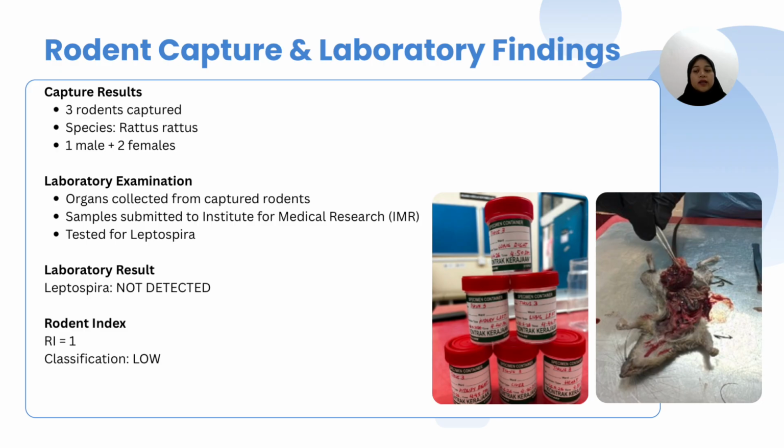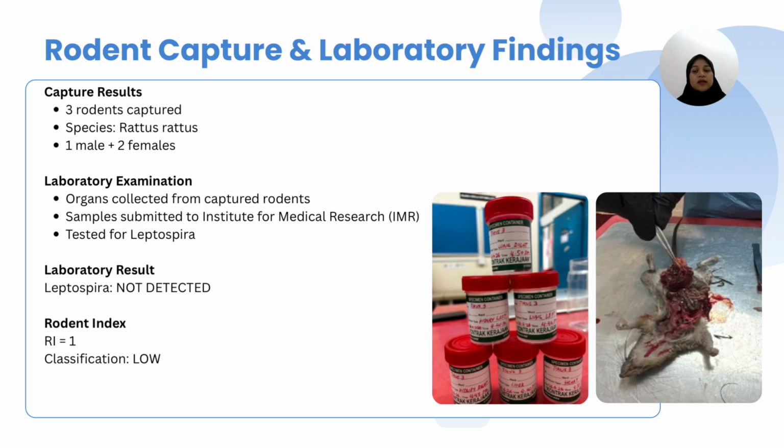The rodents were identified as Rattus rattus, consisting of 1 male and 2 female. The captured rodents were processed and their organs were collected for laboratory examination. The samples were then sent to the Institute for Medical Research or IMR for leptospira detection. The lab results show that Leptospira was not detected in all 3 captured rodents. The rodent index obtained was 1, which was classified as low.